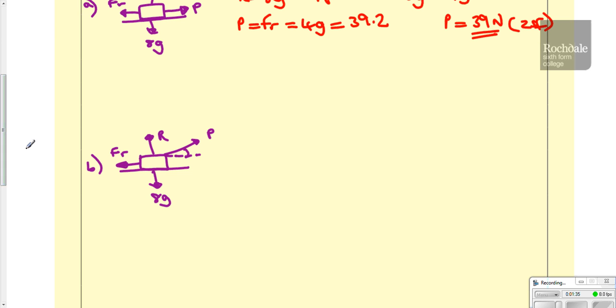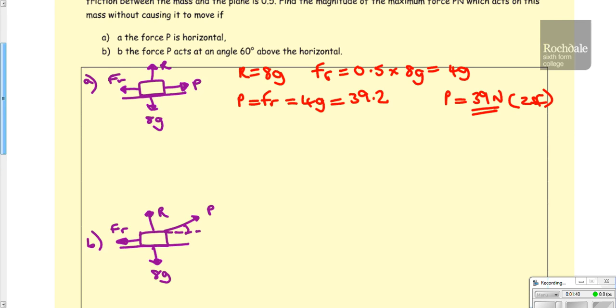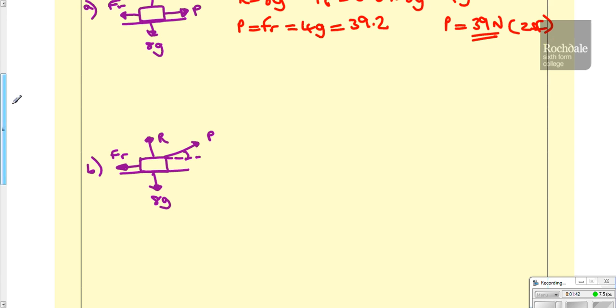Now for this one, it's a little bit more complicated because P is acting at an angle to the horizontal, and if we read the question, it says it's acting at 60 degrees above the horizontal. So this angle here is 60. We approach the question in exactly the same way, but we've got to remember that P now has a vertical as well as a horizontal component.